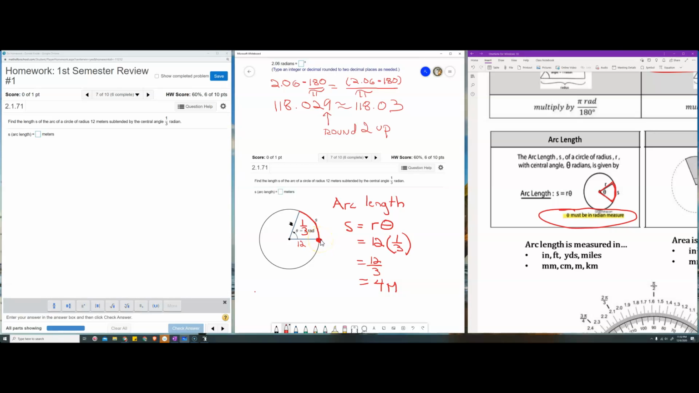From here, if I went from here to and stop there, that would be 4. I would travel 4 meters if I was running on this, let's say. That distance is 4 meters with a radius of 12.